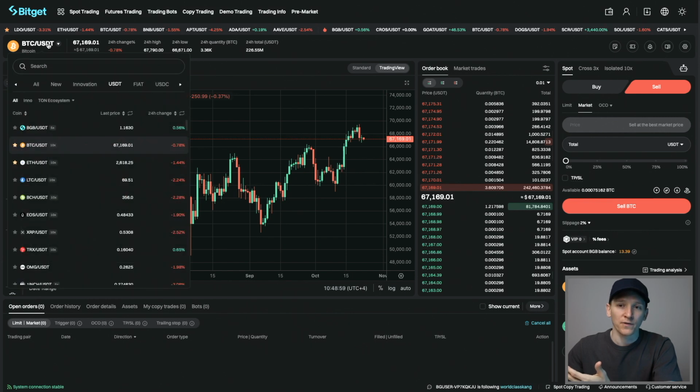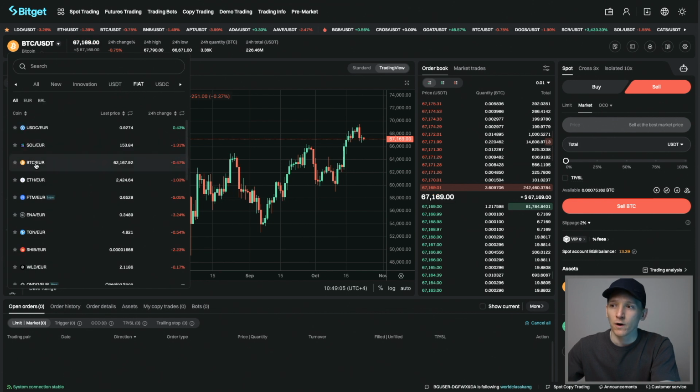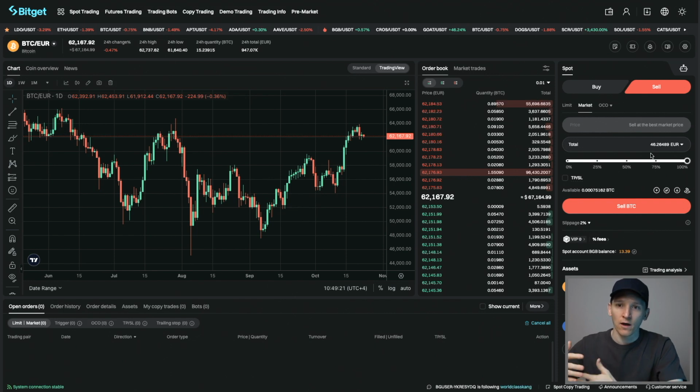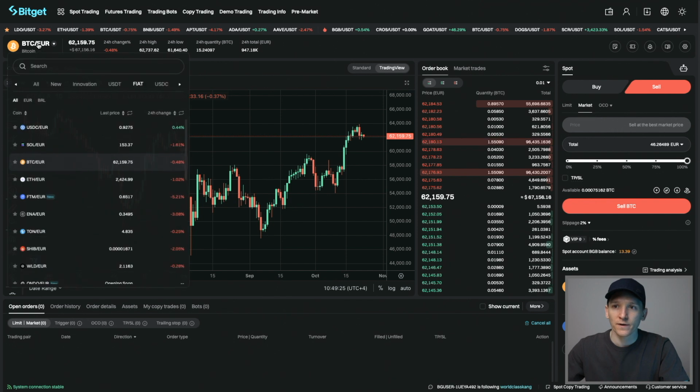If you want one of the supported fiat currencies, go over to the currency pair that you want to trade. So if I go to fiat, I can choose Bitcoin Euro. And you can see the price does change a little bit here. So what we're trading now is Bitcoin against Euro. So if I'm selling Bitcoin now, and let's say I've got $50 worth or 48 euros worth, what I can do now is sell Bitcoin and sell that for euros. I then have the euros in the account, and you can send the fiat currency back out into your bank account. I'll show you exactly how to do that then.